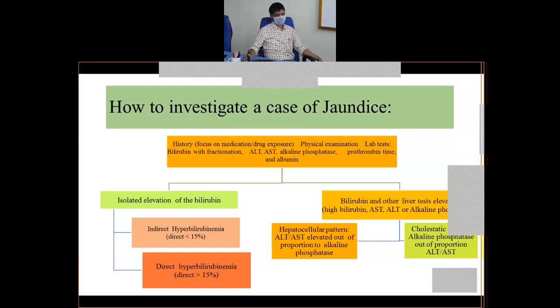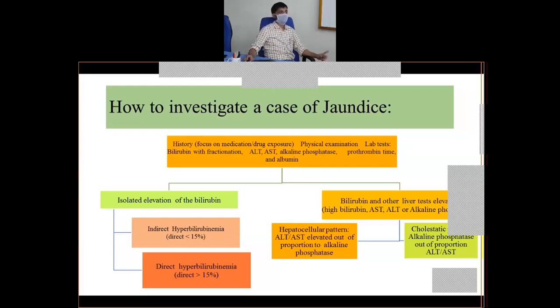So once you get a case of jaundice, how will you proceed to investigate those patients? You have to take the history properly. Focus must be on medication and drug exposure. You have to do a thorough physical examination. Then you have to send some laboratory investigations: bilirubin with fractionation, ALT, AST, alkaline phosphatase, prothrombin time and albumin.